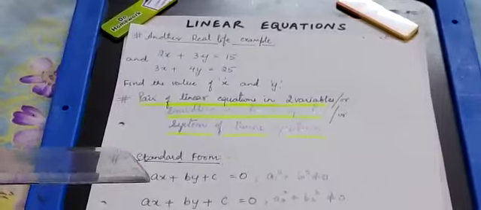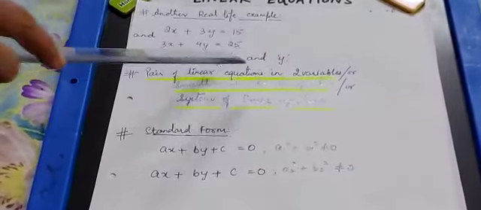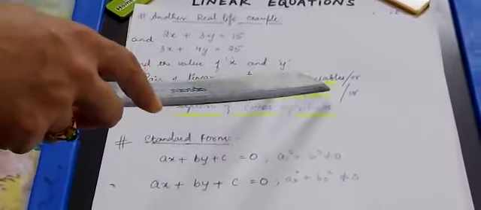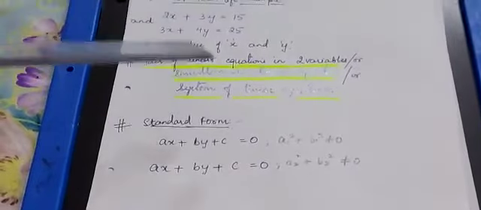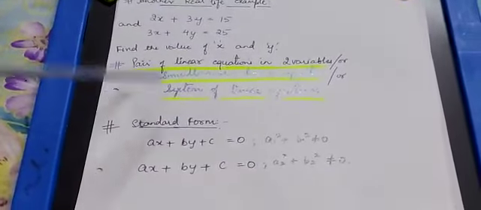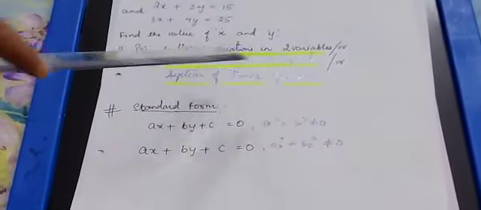Now let me take another real life example. Another real life example can be 2x plus 3y is equal to 15 and 3x plus 4y is equal to 25. We have to find the value of x and y. Now, we don't know how to find the values of x and y in such an equation. Here comes the study for class 10th. We here study the pair of linear equations in two variables, or simultaneous linear equations, or system of linear equations.